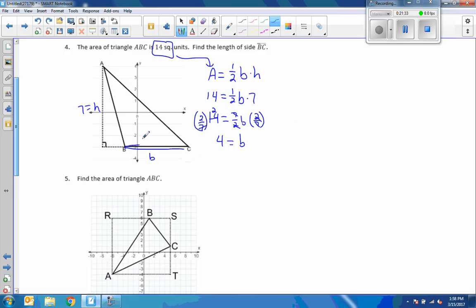So the distance from here to here is 4. So this should be 1 and that should be 3, or 3.5. We don't know, so I shouldn't even say that. The total distance, though, from B to C is 4. And it's square units, so the answer should say units. Okay.